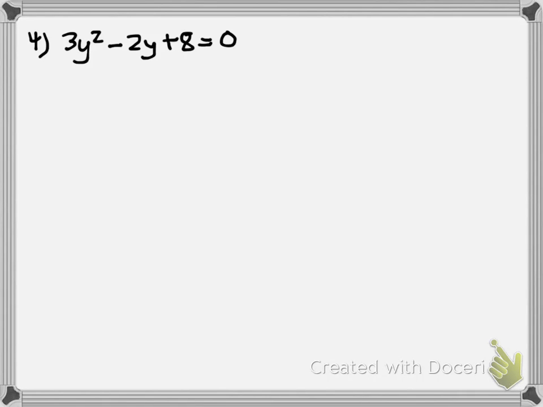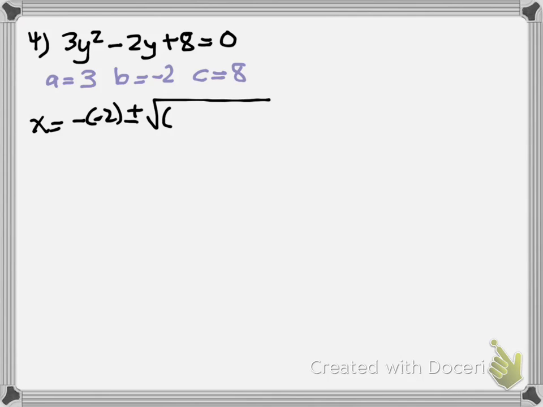Okay, that means we get to identify A, B, and C. What's A in this one? 3, and the B value? And the C value. Okay. So we're going to launch right into the quadratic formula. X equals negative B. This is why it's so important to put your value in parentheses, because there's a negative outside, and the B value had a negative. Plus or minus square root of B squared, so negative 2 quantity squared, minus 4A, 3, C, 8, all over 2A. A is 3. Okay? And then keep going.